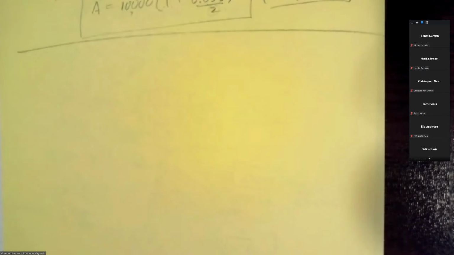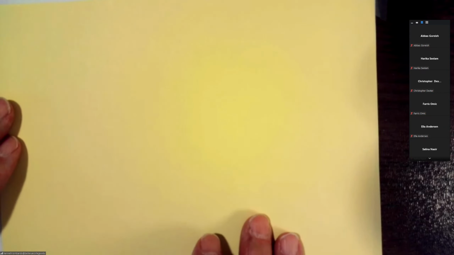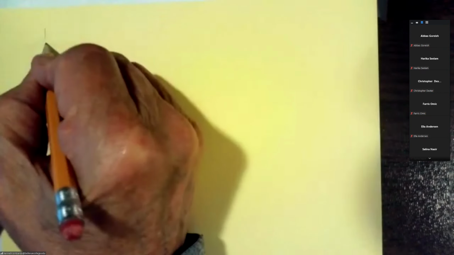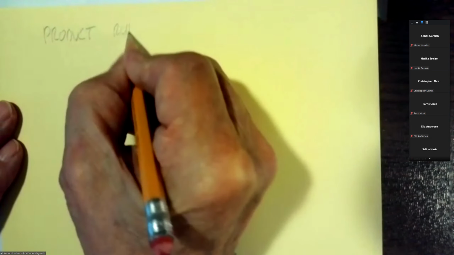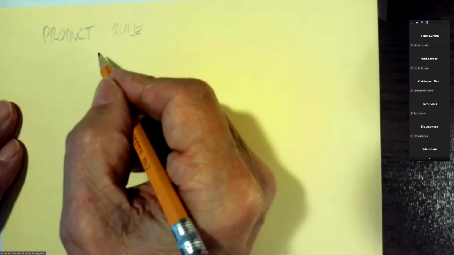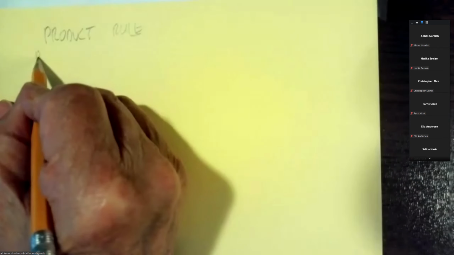So let's take a look. Maybe I can grab this piece of paper back here and talk about some rules. Well, let me get a new piece of paper for the rules in case we have to go back to them. So I've got a product rule. And the product rule, remember when we had properties of exponents?